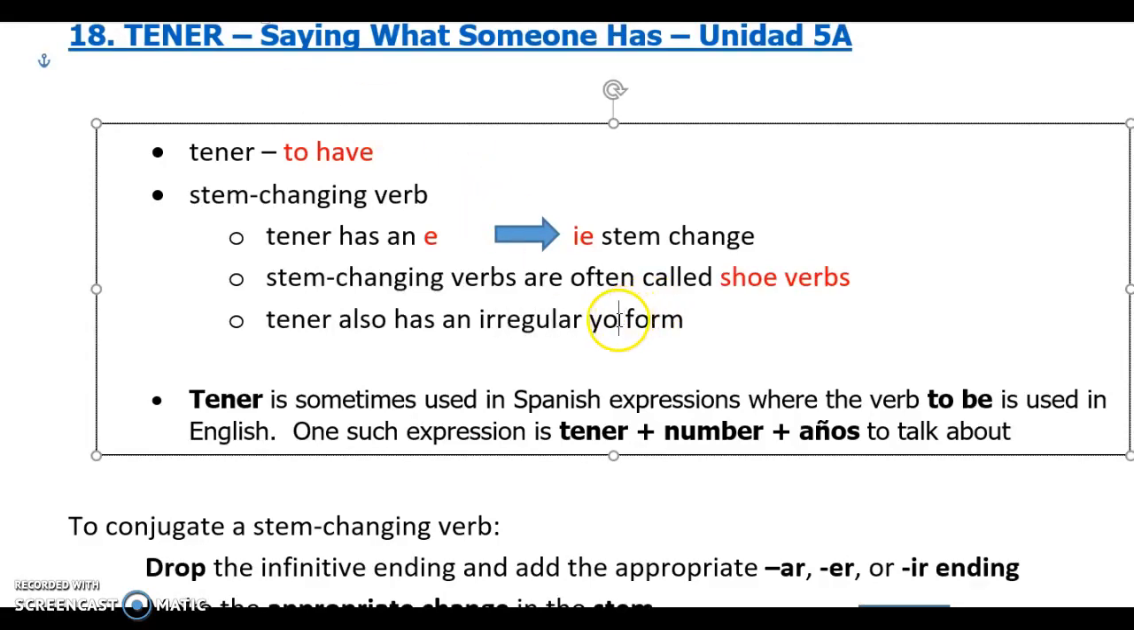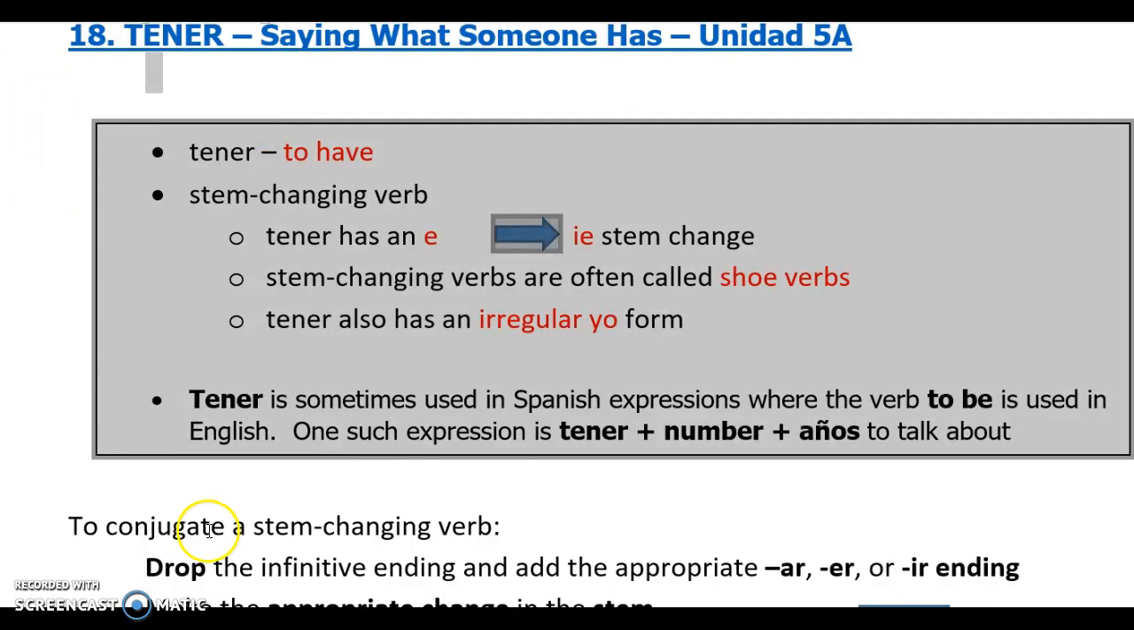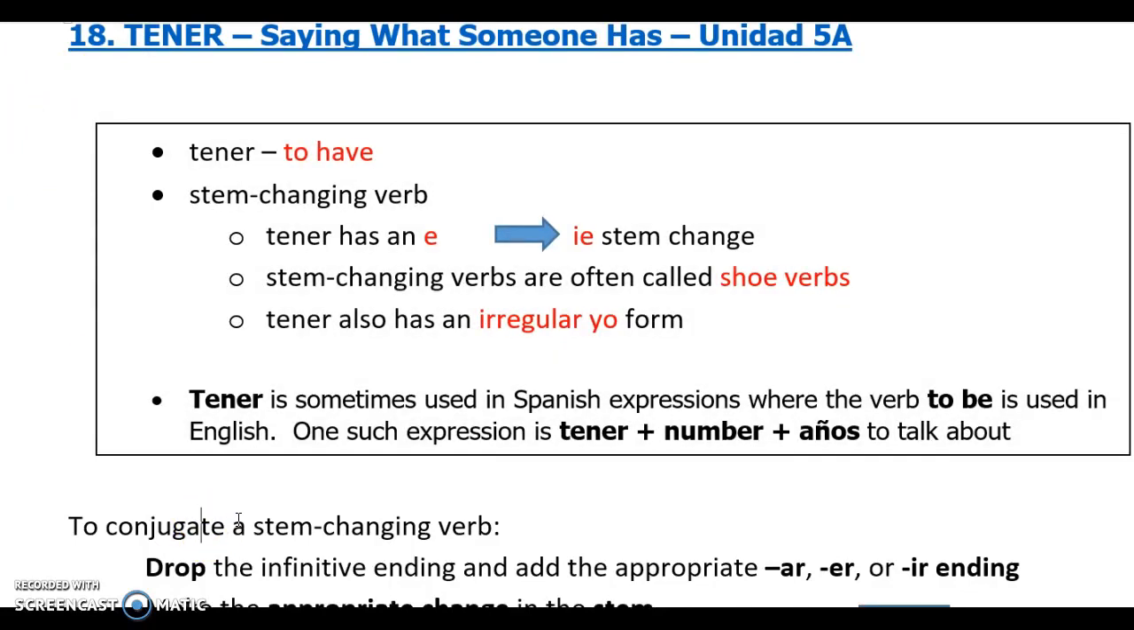So the yo of tener is also irregular. The cool thing is, you already know it. You know that irregular yo. Tener has an extra tidbit we're going to talk about a little bit later. Sometimes we use tener, to have, in expressions where to be is used in English. For example, tener plus your number of años. So, tengo 14 años. I am 14 years old. We've used that for a long time.